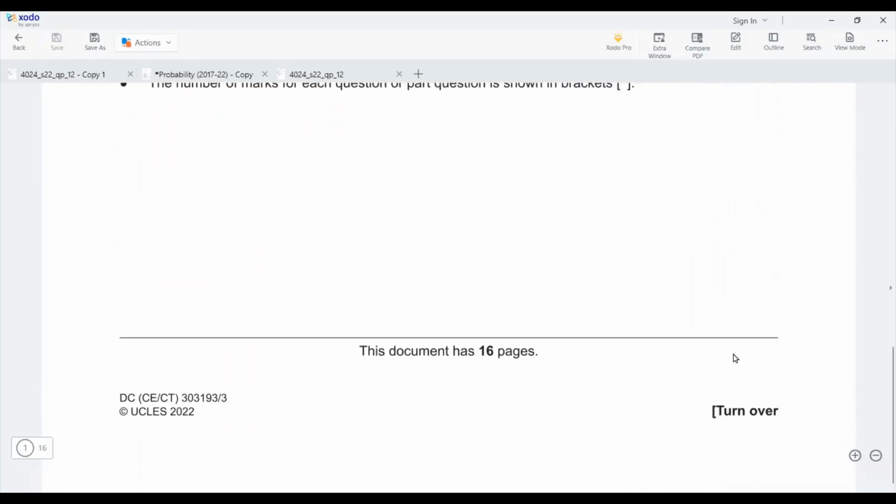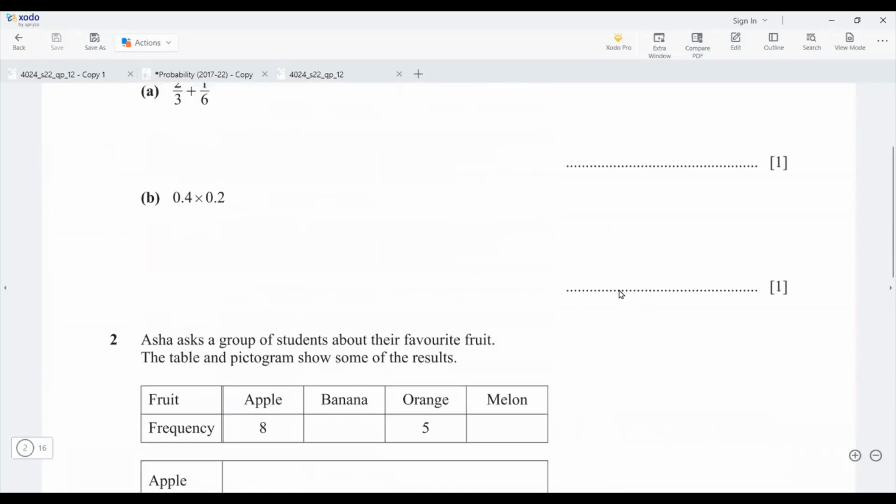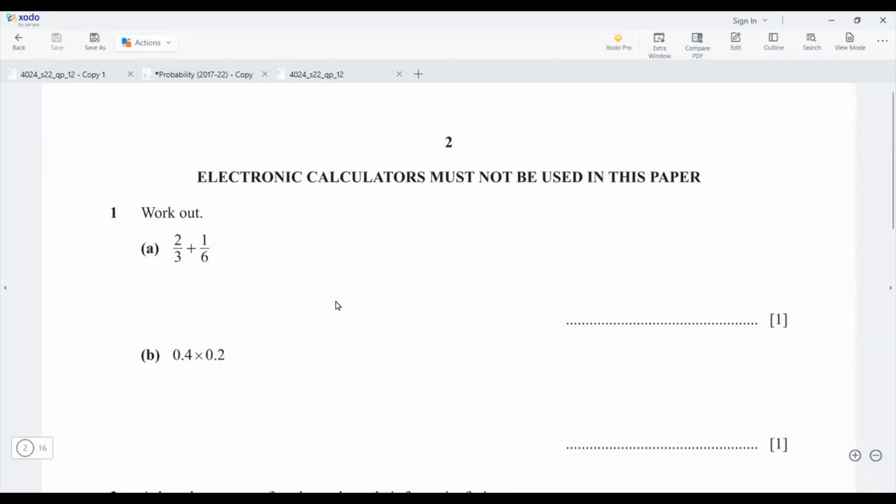Going to question number 1. In question number 1, it is being asked that you have to work out two of the fractions, 2 by 3 and 1 by 6. We have to add them. So for adding them, we have to make the denominators same. In order to make the denominator same, we have to take the LCM of 3 and 6. So LCM of 3 and 6 is 6.